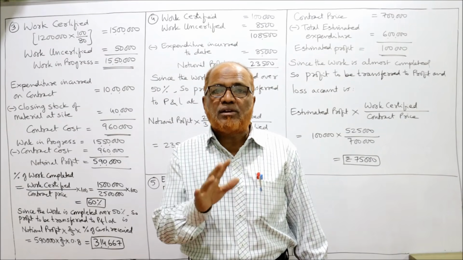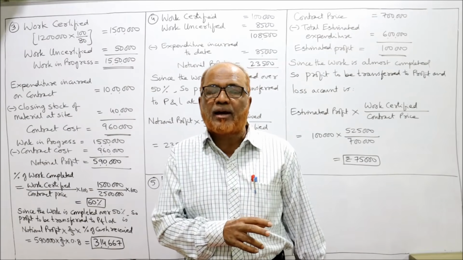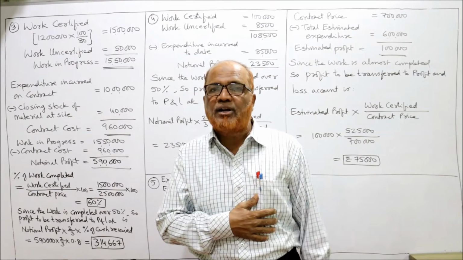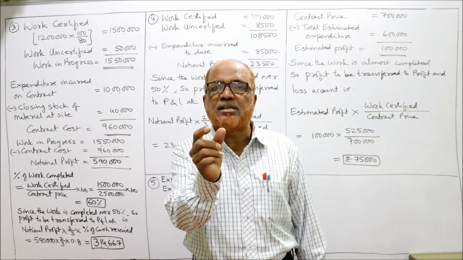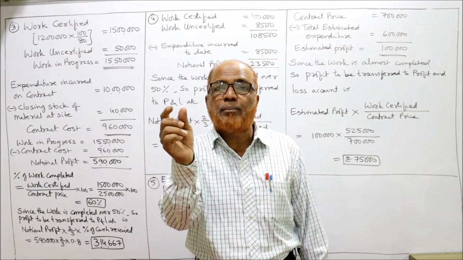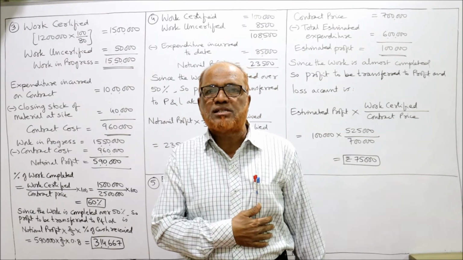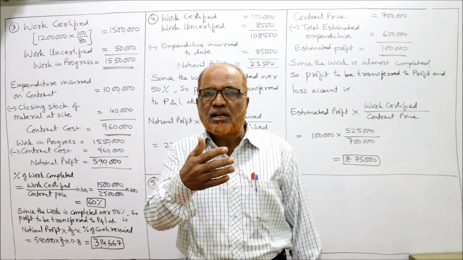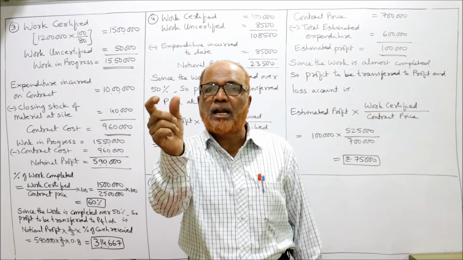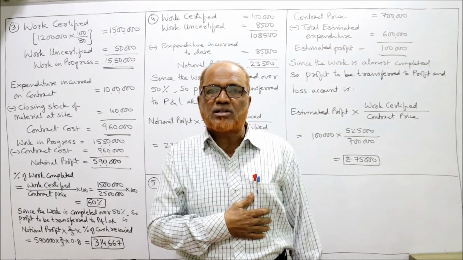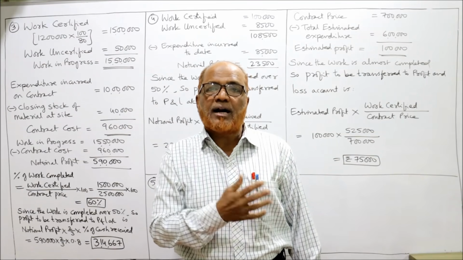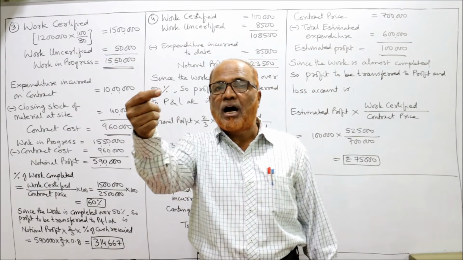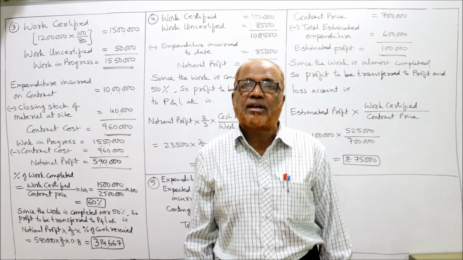So here the cash received is given. The cash received is 12 lakh rupees, which is 80% of work certified. Work certified we don't know. So we can calculate work certified is equal to cash received into 100/80. Because 80% is the cash received, we don't want 80%, we want 100%. So how much is the work certified? Cash received into 100/80. If they received 90% cash, then 100/90. If they received 70% cash, then 100/70. So cash received will be multiplied by 100/80 to get work certified.